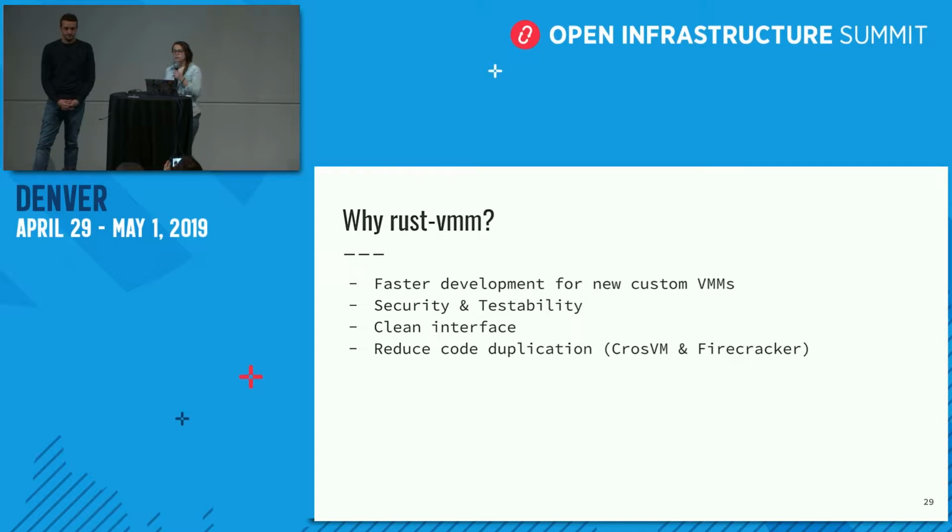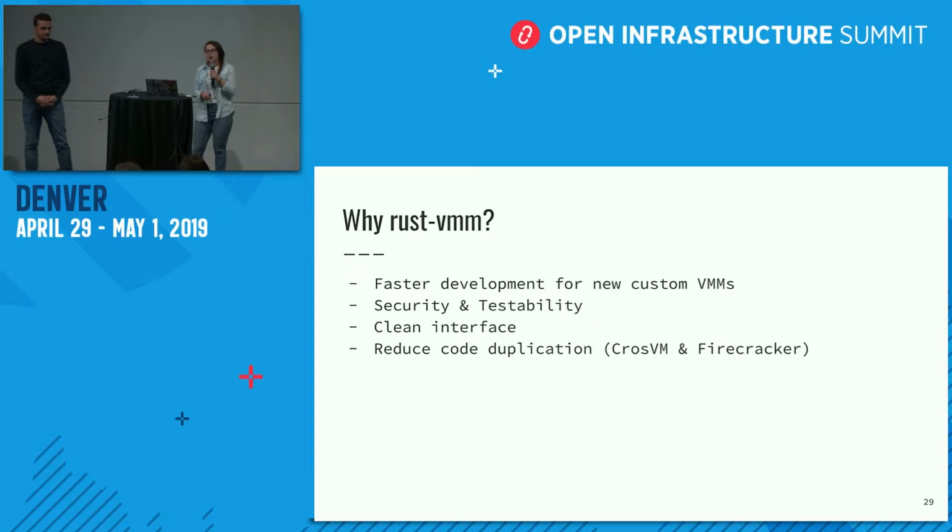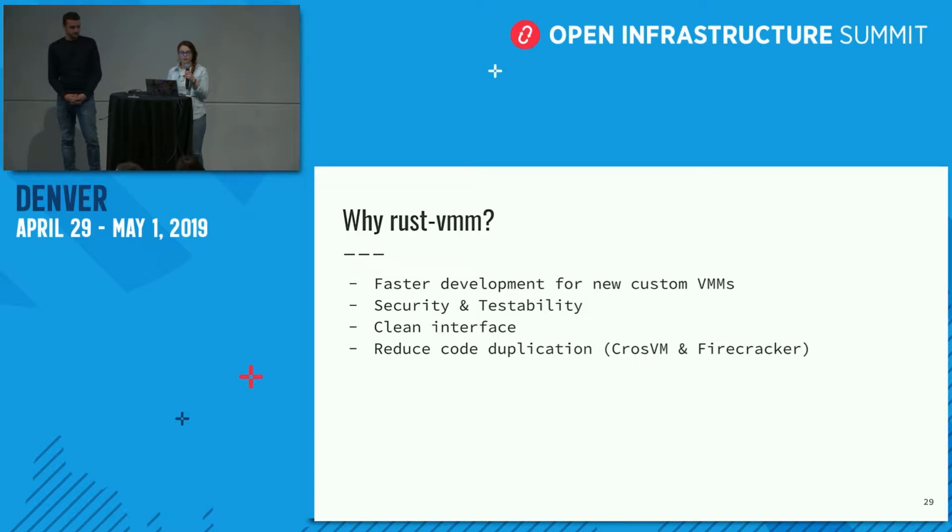But Firecracker and CrossVM have very different use cases. Firecracker is powering AWS Lambda and AWS Fargate, providing isolation for multi-tenant cloud workloads, while CrossVM is providing isolation for applications in Chromium OS. So they have very different use cases, and because of that, the projects almost instantly diverged. But there are still a bunch of common virtualization components that could be shared.